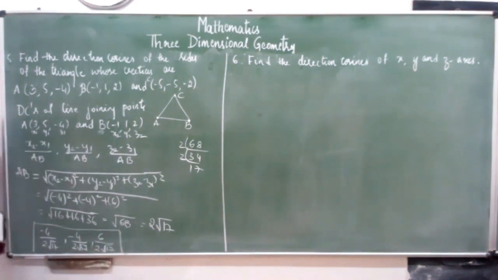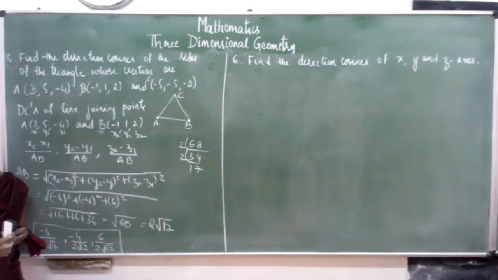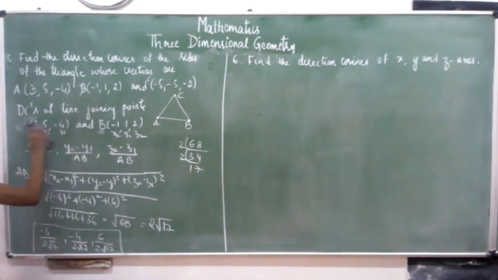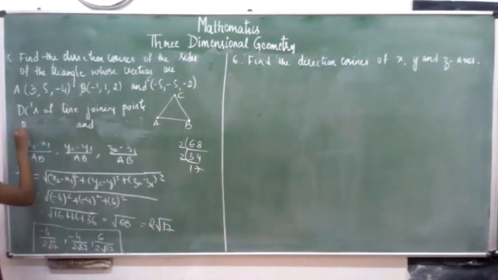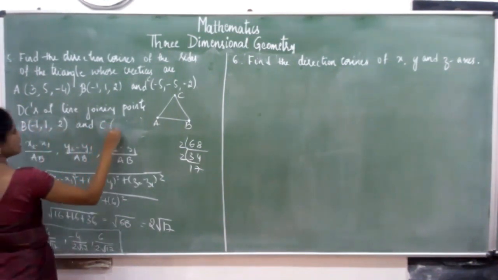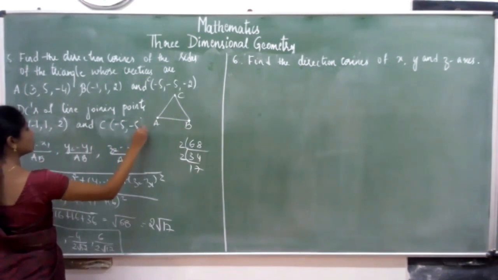These are simple problems. If you know the formula, you can directly substitute the values and simplify. This is for the line joining AB. Next, similarly you need to find for the line joining BC. Now you should consider B and C. So B is minus 1, 1, 2 and C is minus 5, minus 5, minus 2.